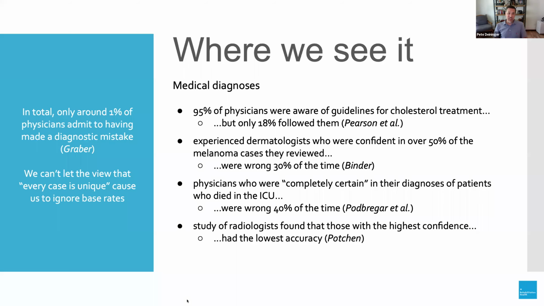So what we can see on the left is that in totality, in surveys that have been conducted, around 1% of physicians admit to having made a diagnostic mistake, which we can see in some of these studies on the right. The actual prevalence of that is considerably higher. So again, we can't allow the view that, well, every case is unique, to allow us to ignore the base rates of the likelihood of a certain diagnosis being accurate.